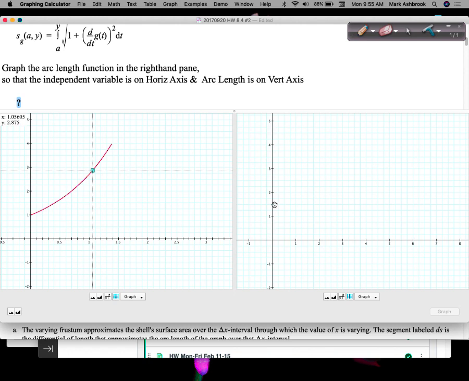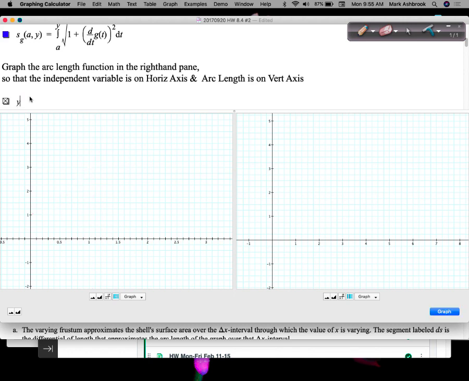This is my arc length, right? So how am I going to represent arc length here? I want that to be on the vertical axis. So y equals, right? Put on the y-axis, what? What do I want on the y-axis? S of g, this thing, right? Now, what do I want on the x-axis over here?